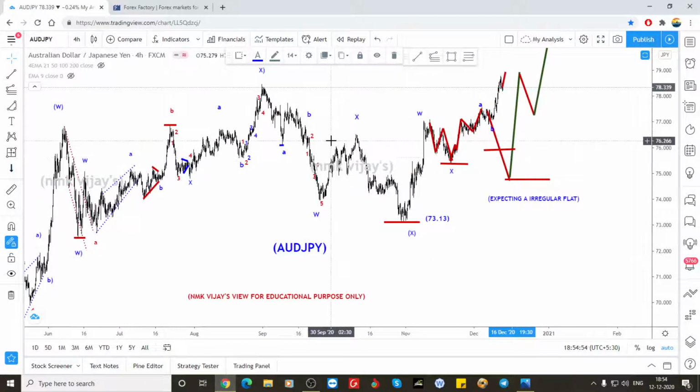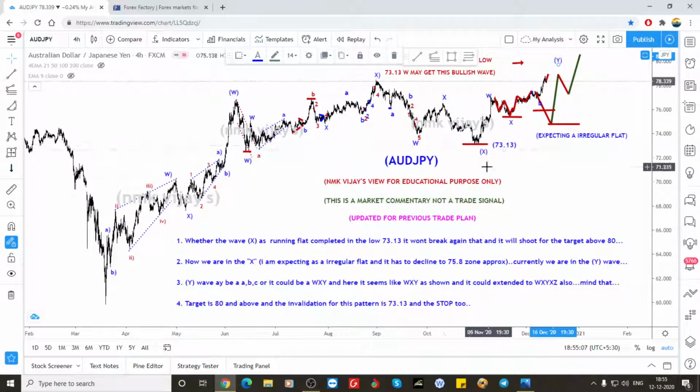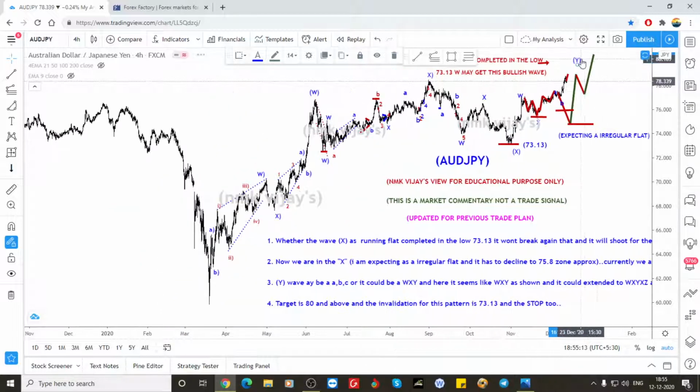But here my target is already completed to break this 78.56 for the Y wave. So whether this Y wave is still extended, as I said here, it's ABC as W, X, ABC, Y, and another three-wave structure for the X and another ABC for the Z wave. So that could be the end of that Y wave.